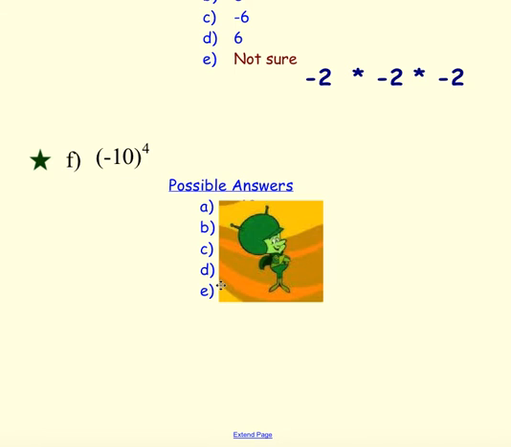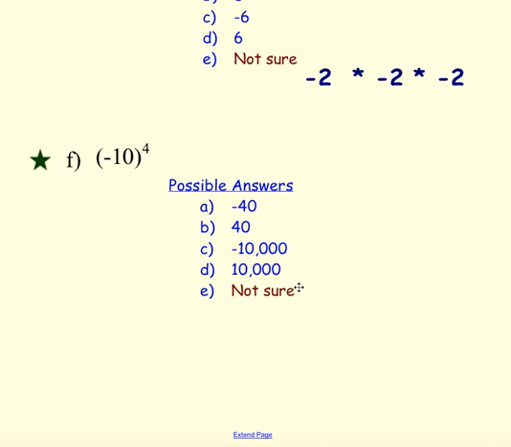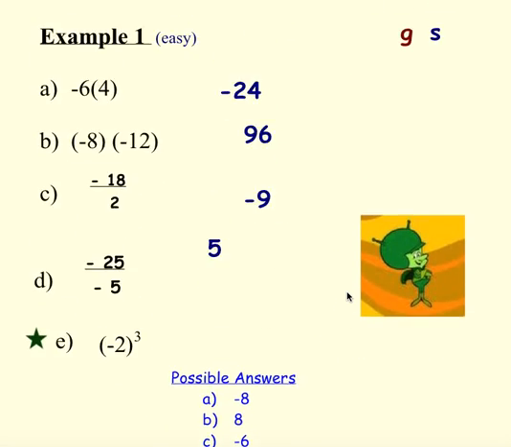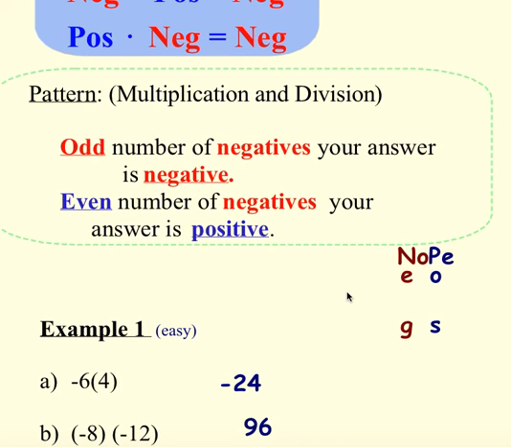This question right here is negative 10 to the 4th power. Quite often I get an answer of negative 40. There's an even number of negatives, so it's positive, so I can eliminate A and C. So the answer is D. Hope this was helpful. And basically, here's a shortcut: just count the number of negatives in the multiplication. That's going to determine your answer.